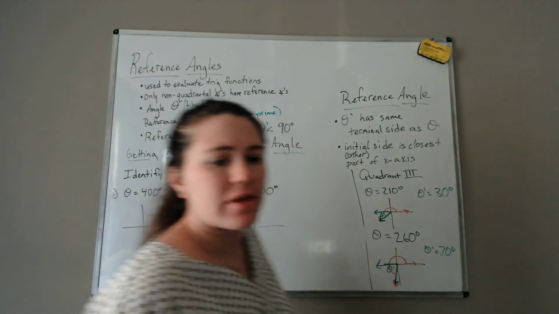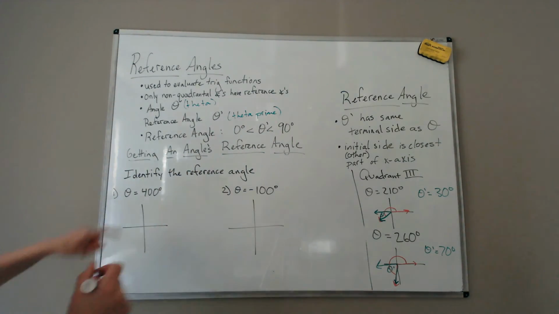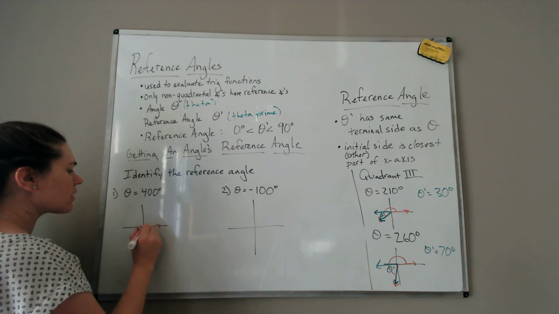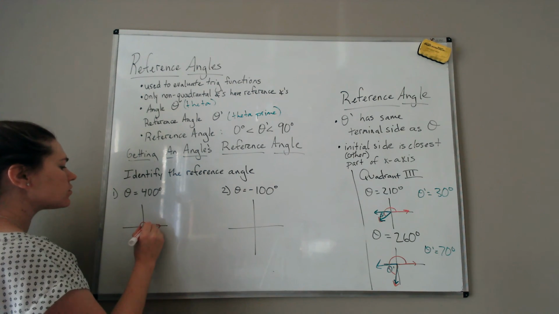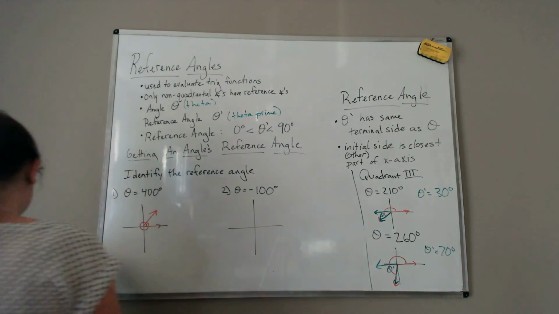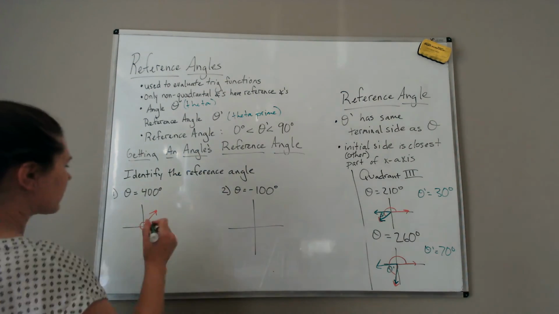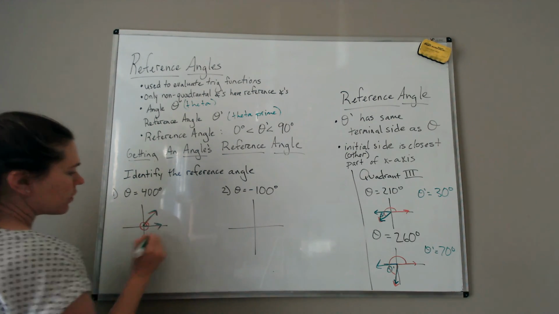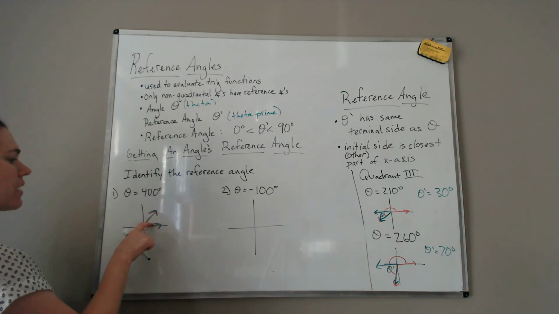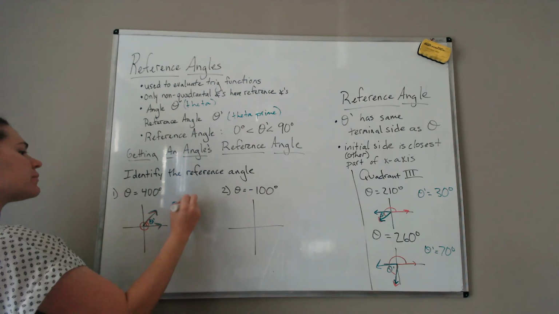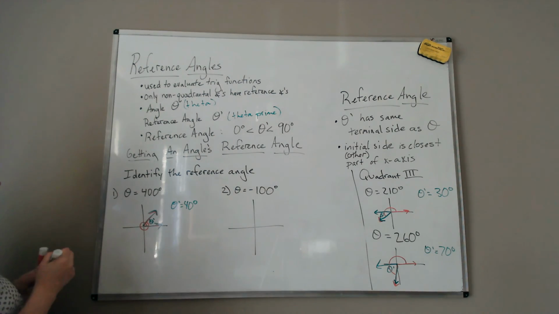So we have to identify the reference angle for each of these angles. 400 degrees, so 400 degrees starts here. I would rotate around once, and then I would come up. Now your reference angle is going to be the terminal side to the positive x-axis because we're in quadrant 1. So how much measures in there? Well, that's 360 plus 40, right? Theta prime is 40 degrees here.